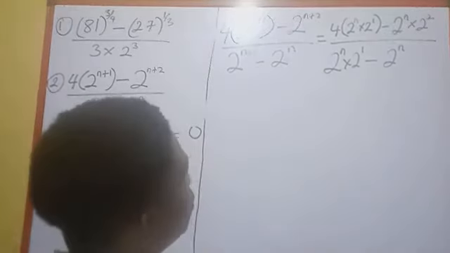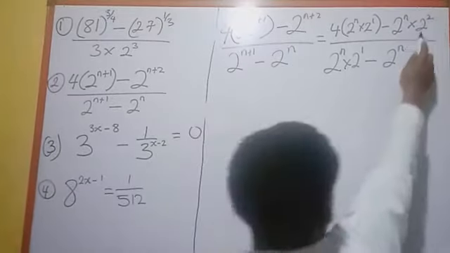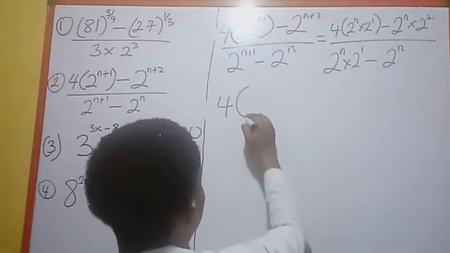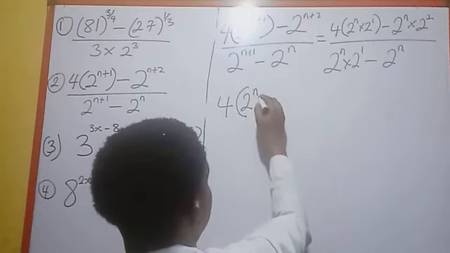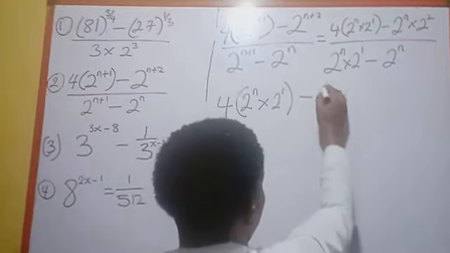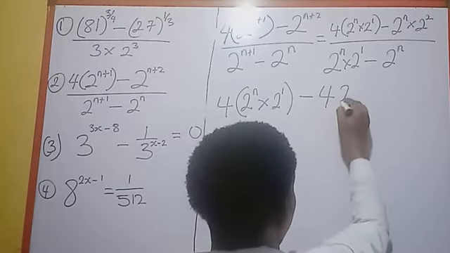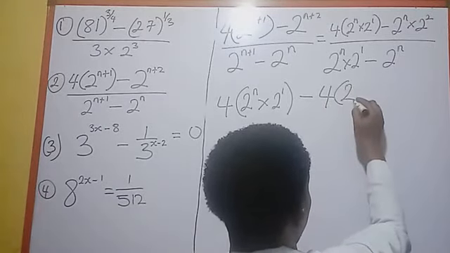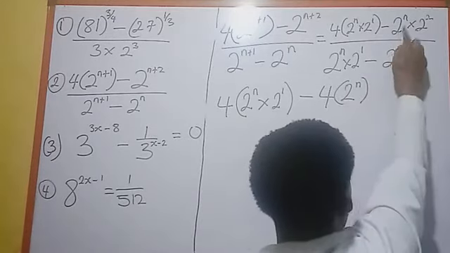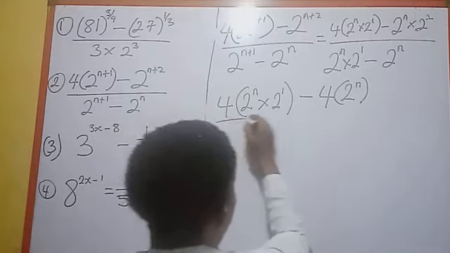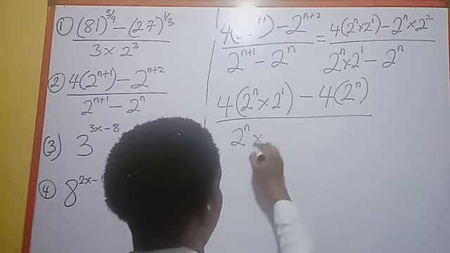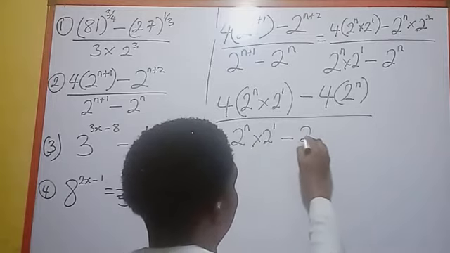Now the next thing we are going to do: 2 raised to the power 2 is 4. So let's go: brackets 2 raised to the power n times 2 raised to the power 1, minus 4 brackets 2 raised to the power n. 2 raised to the power 2 is 4, that's the 4. Then over 2 raised to the power n times 2 raised to the power 1 minus 2 raised to the power n.